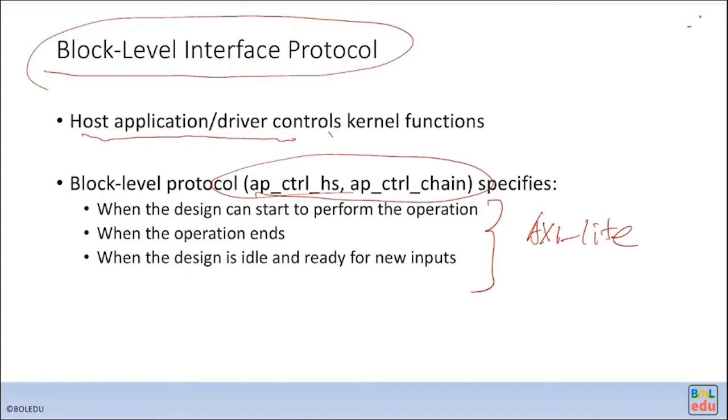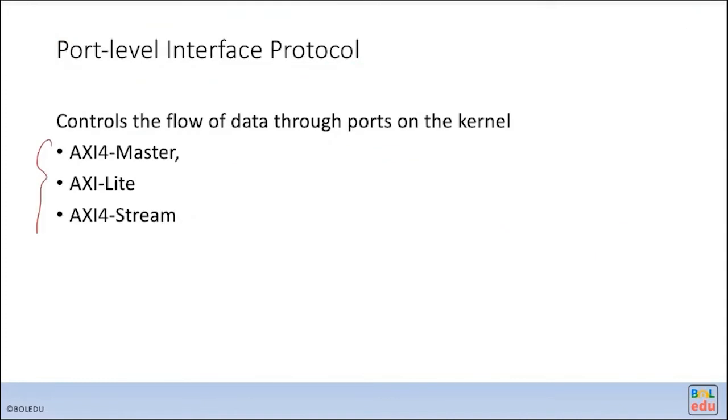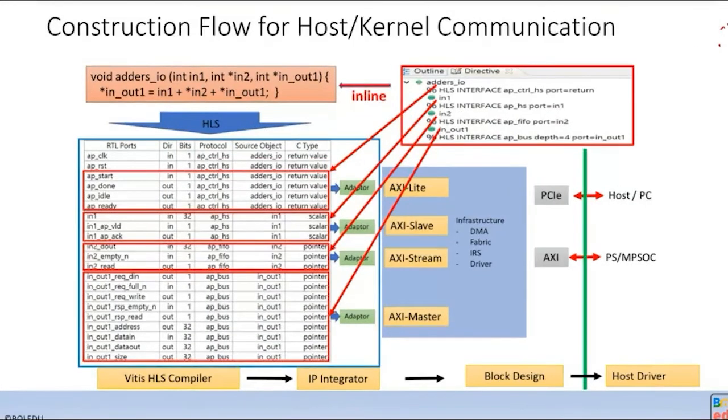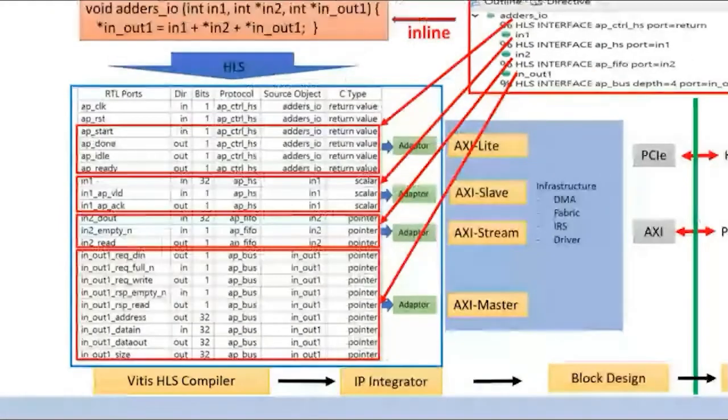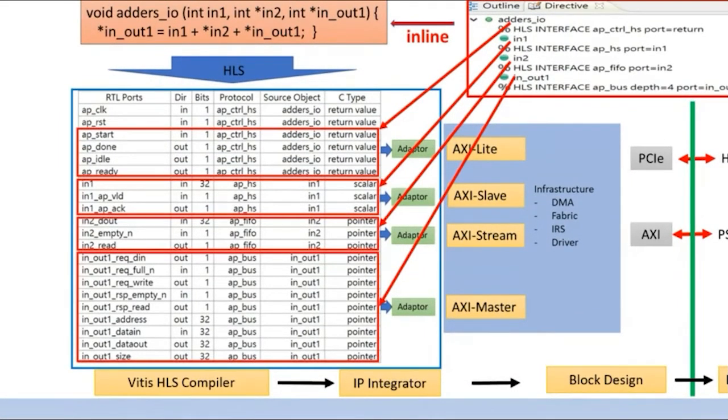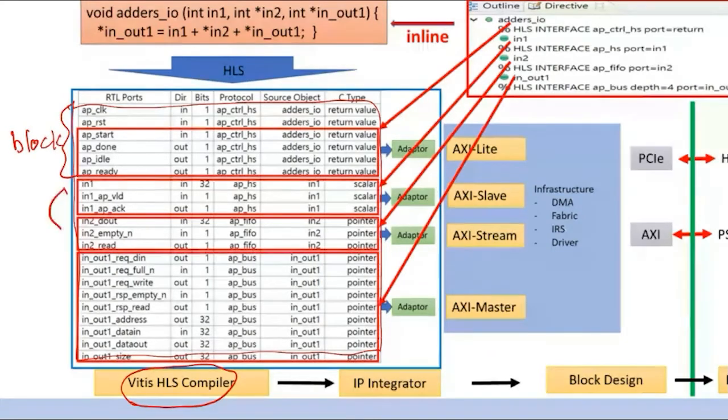And for the port-level protocol, there are three interfaces. We will explain that in greater detail later. Okay, let's come to this. When you run Vitis HLS, it will give you the interface report. When you run the Vitis HLS compiler, it generates an IP with those interfaces. The interfaces include this part, which is the block level, and this part, which is the port level.